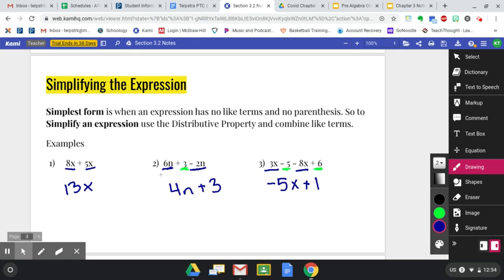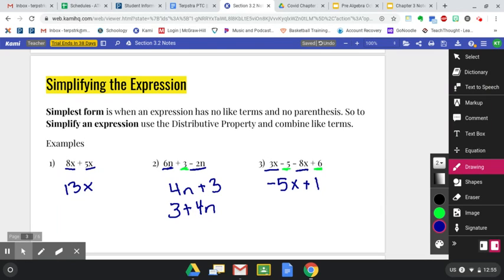In number 2, I had like terms 6n and negative 2n. When I combine them, I get 4n. So 4 is my coefficient. And then I also have this positive 3. I just write it as plus 3, and that's my constant term. So in this expression, there are two terms, the 4n and the positive 3. Now, that's standard form. Standard form is when you write it with your variable term first and then any constant term that you had. However, it's not incorrect if you were to have that written as 3 plus 4n. Both of those are acceptable answers.